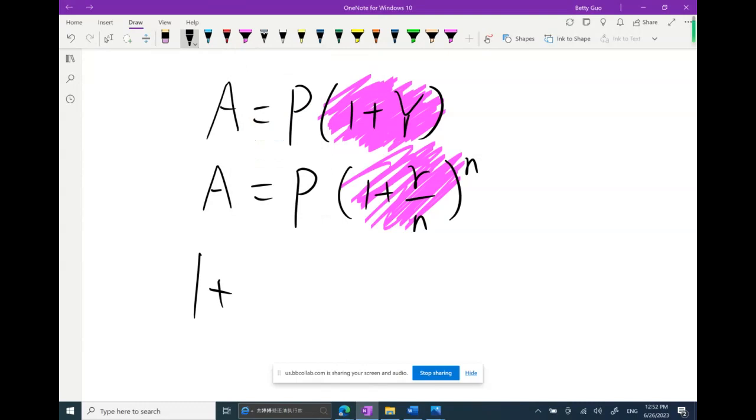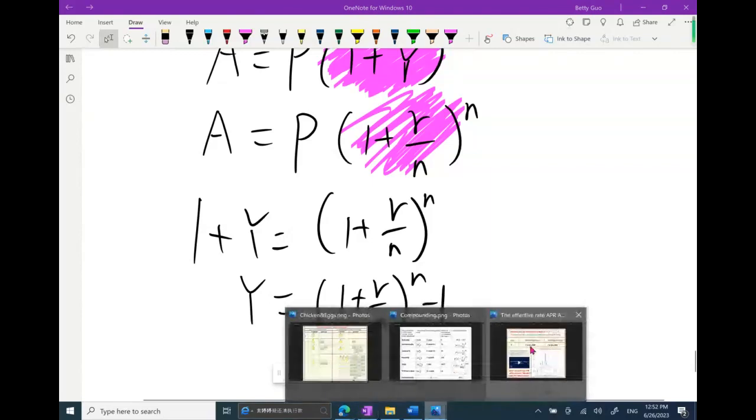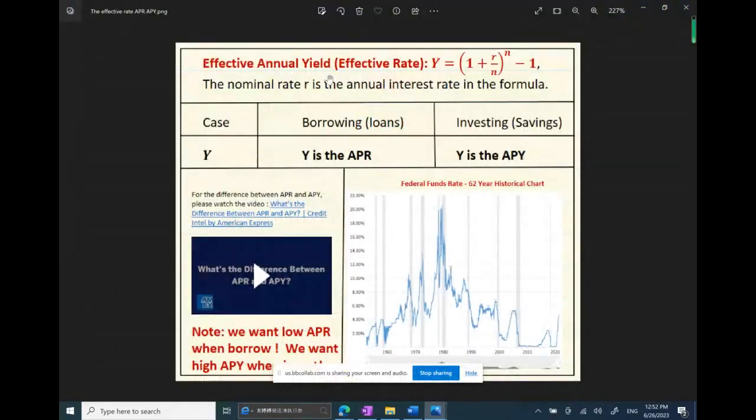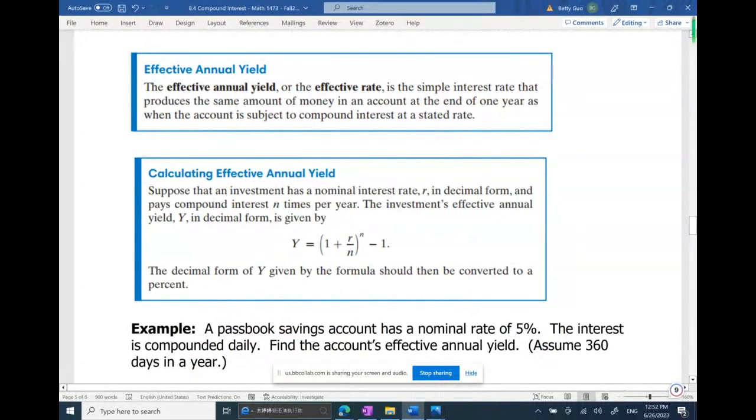And we would have 1 plus y equals 1 plus r over n to the power of n. Minus 1 from each side of the equation, we would have y equals 1 plus r over n to the power of n minus 1. That's how we derive the formula for the effective annual yield or the effective rate. The test is going to be closed book, closed note, so you might want to make an effort to memorize those formulas.